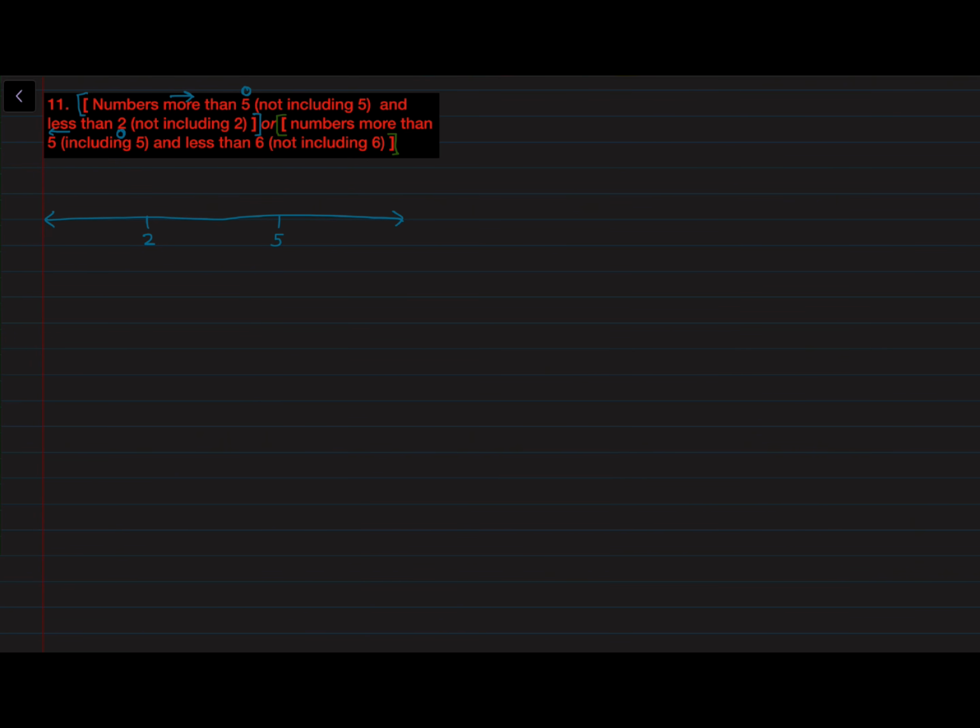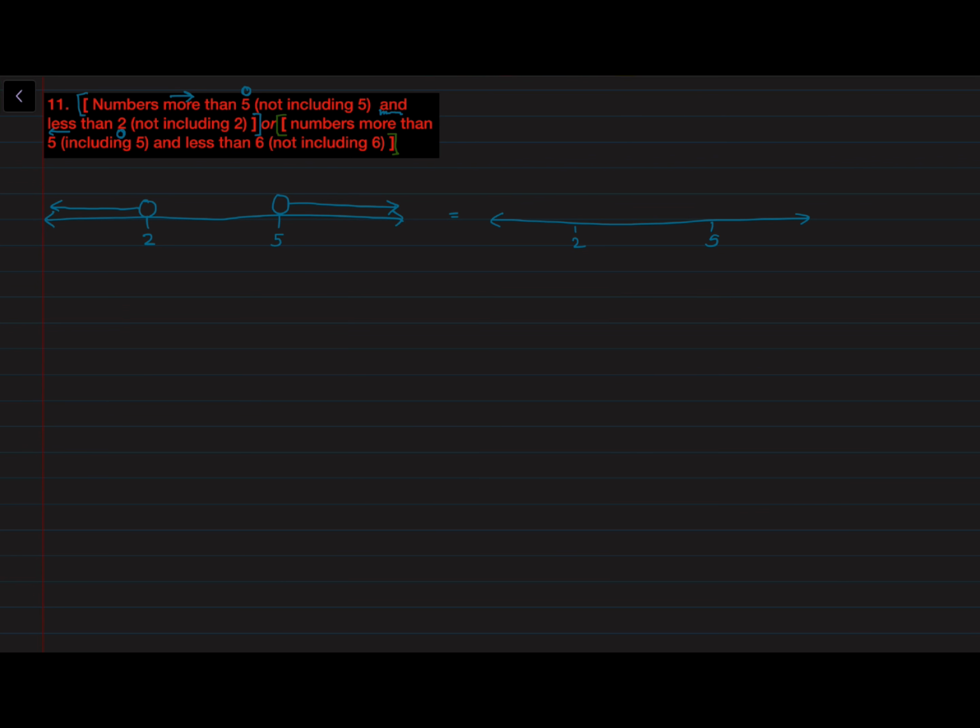The operator that we're looking at is an AND operator. That means we're looking for a place where both of the statements are true, or where there's an overlap between the lines that we draw. So over here we can say numbers more than 5, so we can draw it in this direction, and numbers less than 2, so in the opposite direction. And since it's an AND operator, overall we have a number line with 2 and 5 and with no interval at all because there's no overlap.